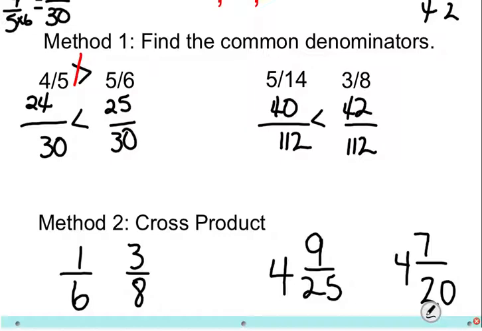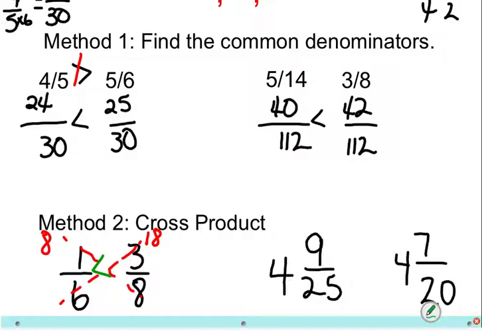You have to go across like 6 times 3 and 8 times 1. You're multiplying across like that. Okay, 8 times 1 is 8. 6 times 3 is 18. Now, 8 compares to 18 as 8 is less than 18. So then that entire fraction, 1/6, is less than 3/8.